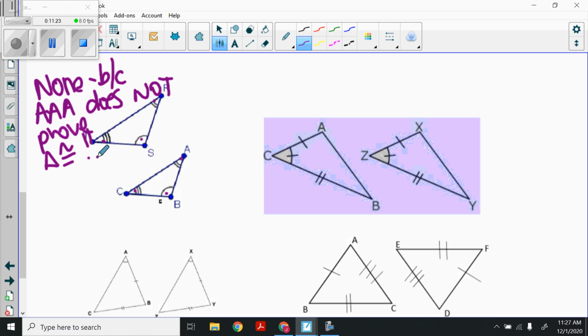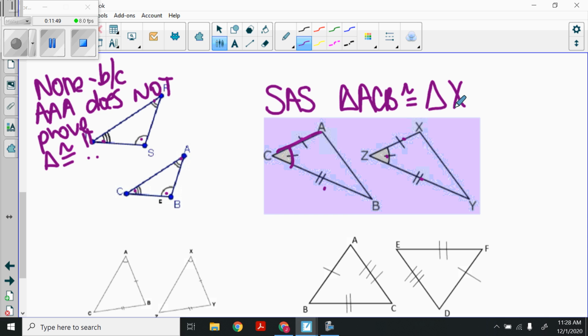Let's go to this next box here, triangle ACB and XZY. So I have a side, an angle, a side, an angle, and a side. So that's an SAS, just 2 sides with the included angle. So then I can write a statement. So triangle ACB is congruent to triangle, so I went from 1 mark to the angle with 1 mark. So that's X, Z, Y.